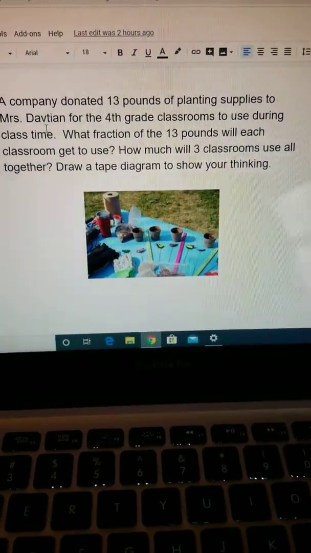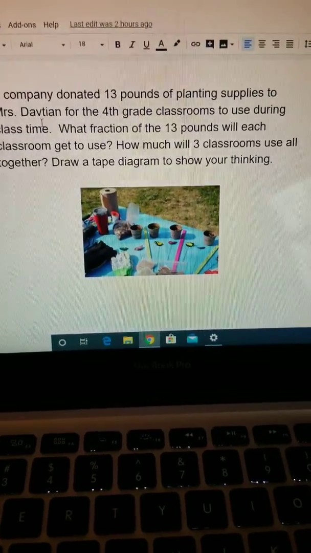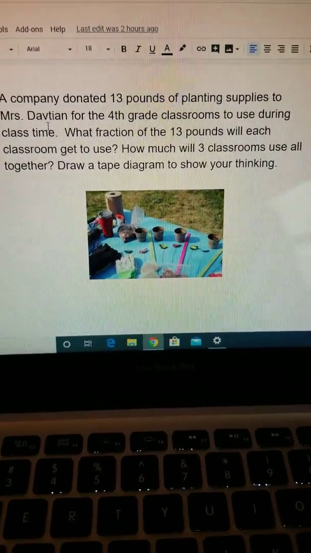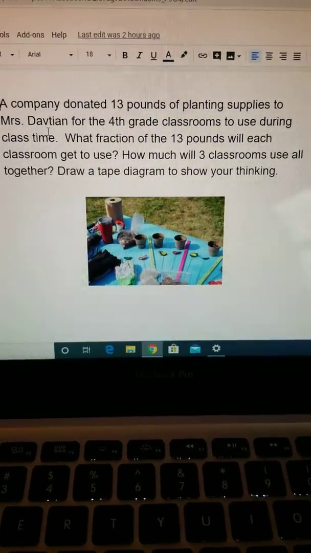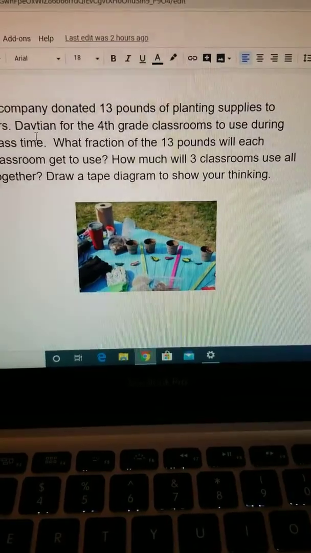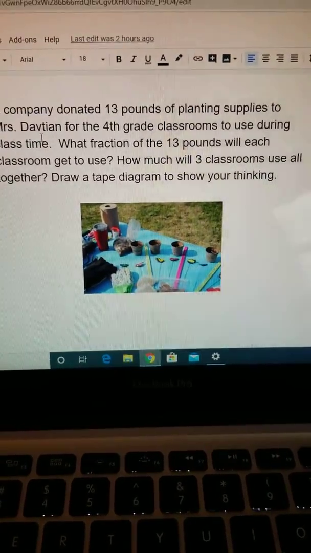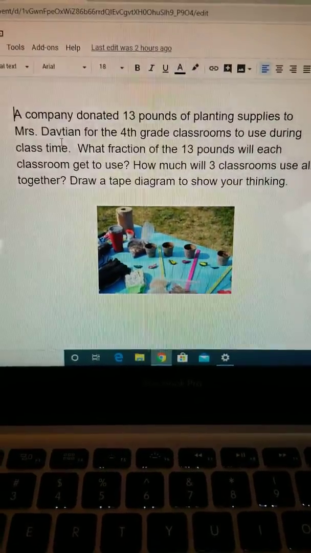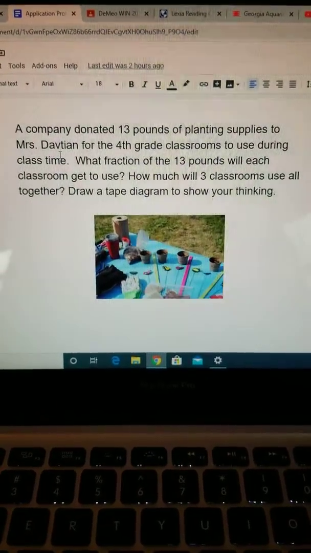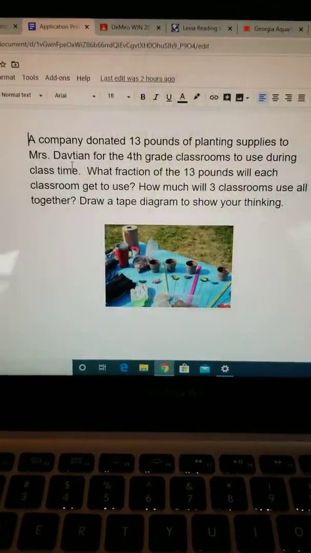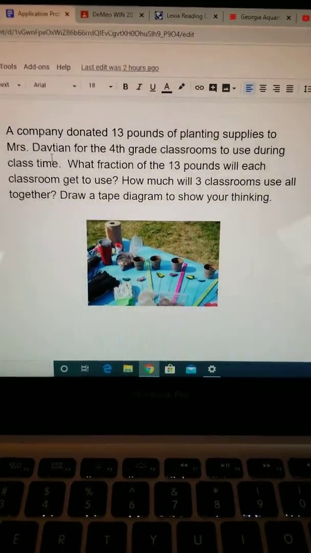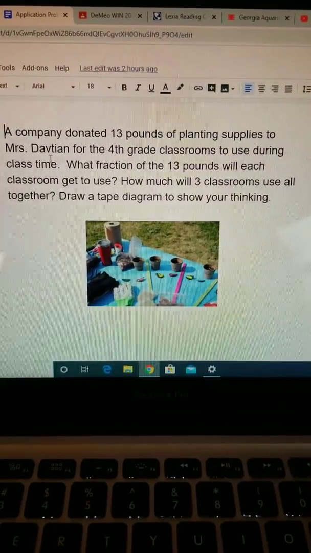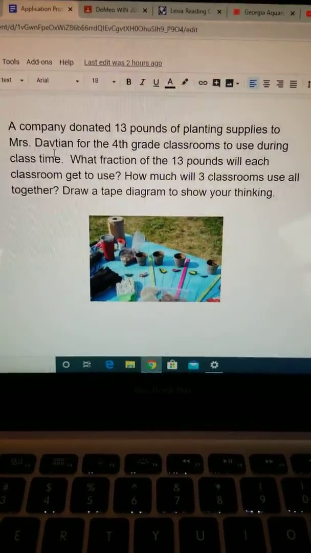Okay, so our problem is how to figure out how many pounds of planting supplies the classrooms get. So we have to ask ourselves, are we splitting the 4 classrooms into 13 pounds of planting supplies? Or are we splitting the 13 pounds of planting supplies into 4 classrooms? What makes sense to cut up? Hopefully you're saying the 13 pounds of planting supplies and not the kids.